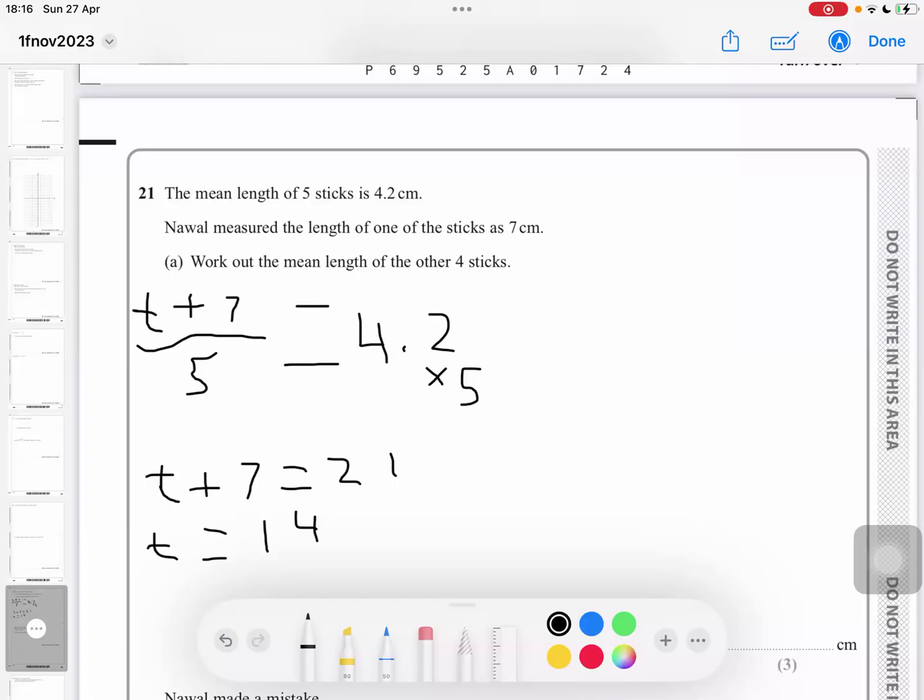4. Exactly, divided by 4. So that means the mean length for the 4 sticks will simply be 14 divided by 4.